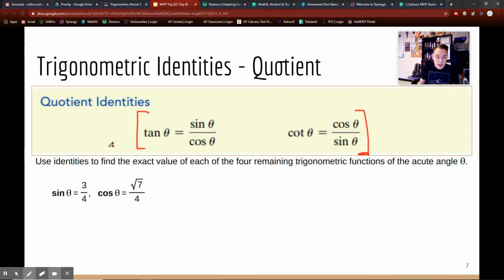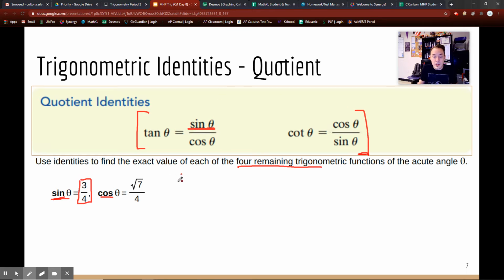Use the identities to find the exact value for the 4 remaining trig functions. Why is it 4? Because I have one right here and one right here. Now pay very close attention. I'm going to try to explain this to the best of my ability. Watch. This is sine of theta, yes? What does sine of theta equal? Well, that equals 3 over 4.